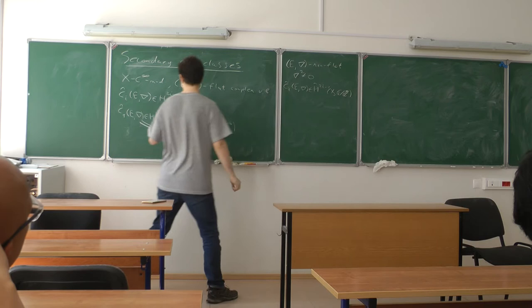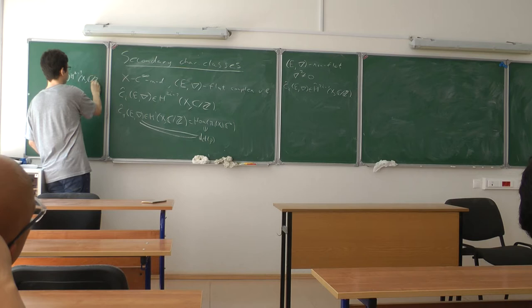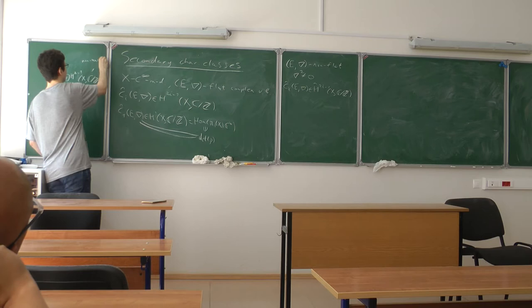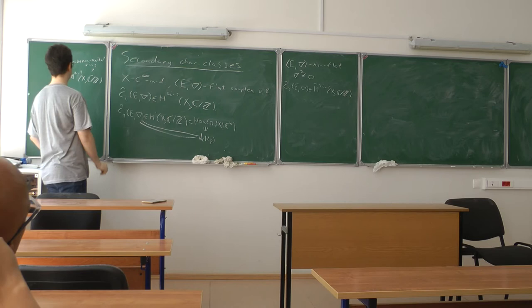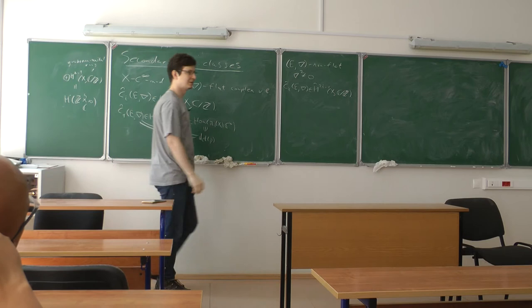First maybe I should recall that if you take the direct sum of H^(n-1) of X with coefficients in C mod Z, then this is a non-unital graded ring. And it's just because it is the same as cohomology of the homotopy fiber of the map from Z to C. I mean, it's the easiest way to explain this.